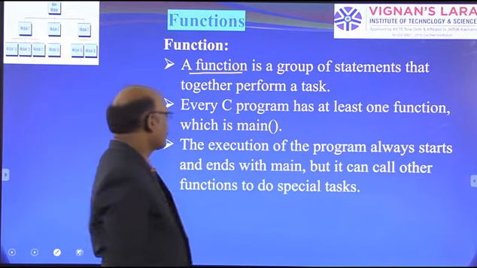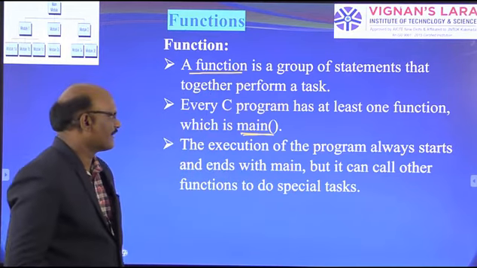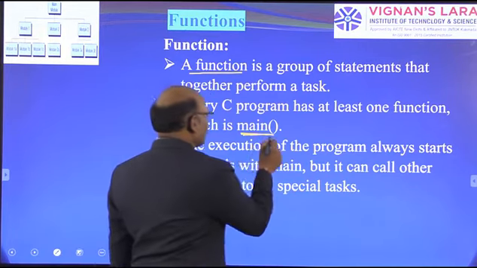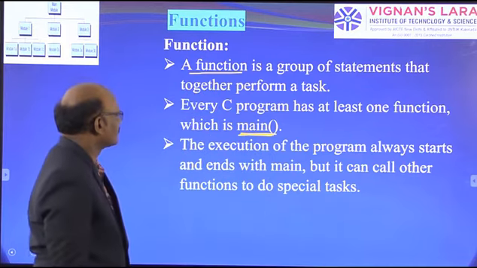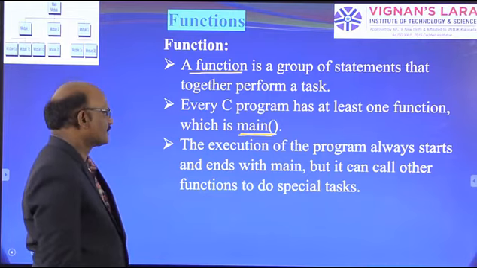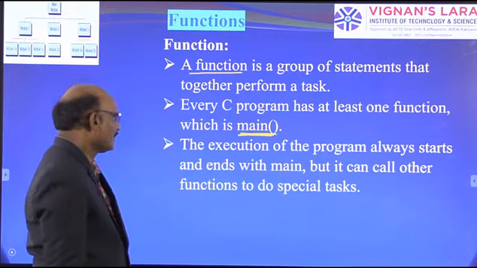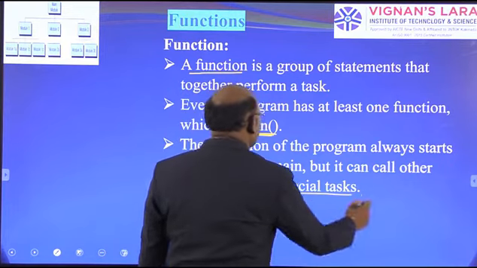Every C program has at least one function, which is the main function. The execution of a program always starts at main, but it can call other functions to do special tasks.